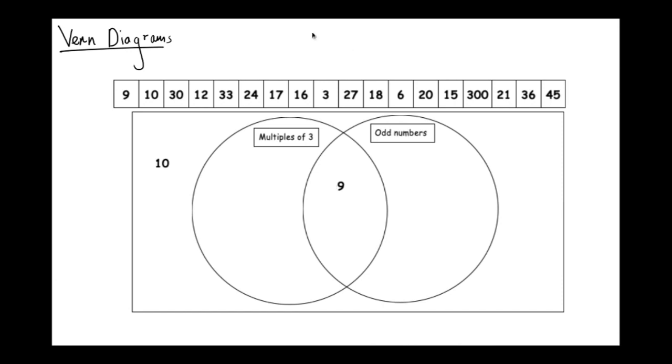Okay, so let's look through some questions. Here's the first one. We have a list of numbers here, and we want to put them into this Venn diagram. So hopefully quite an easy start. Multiples of 3 and odd numbers. So if we put them in the diagram, we can cross them off. So we've done the first two. Okay, so multiples of 3 and odd numbers.